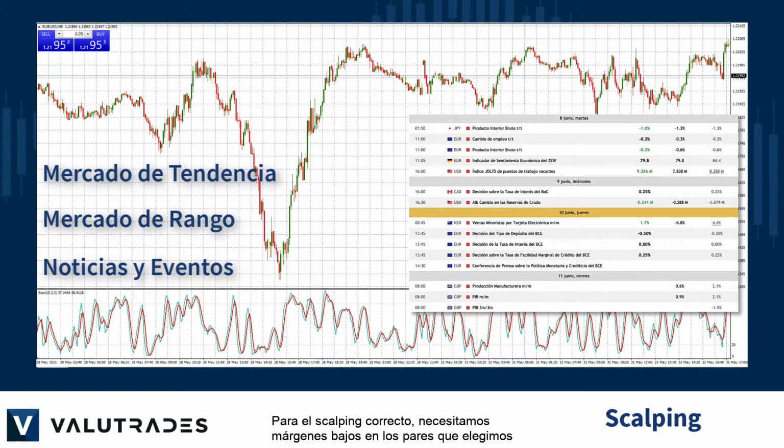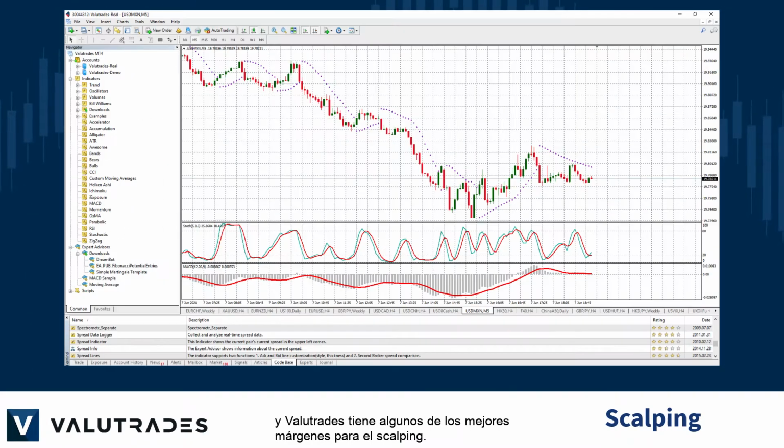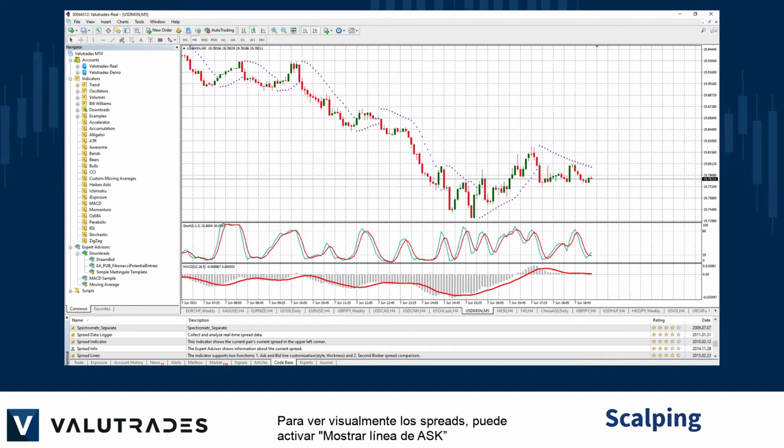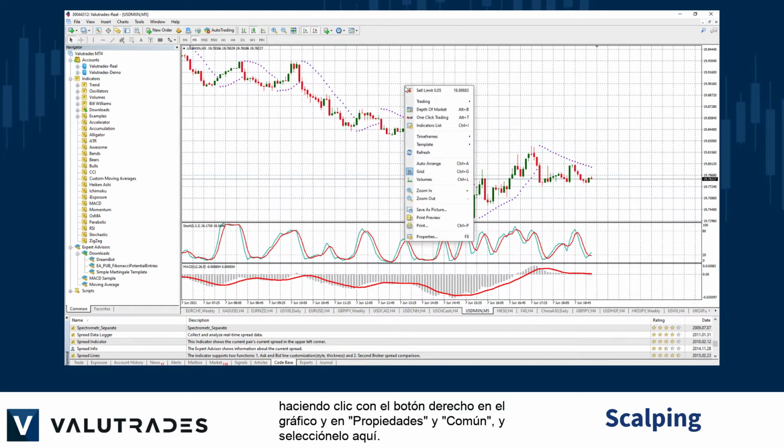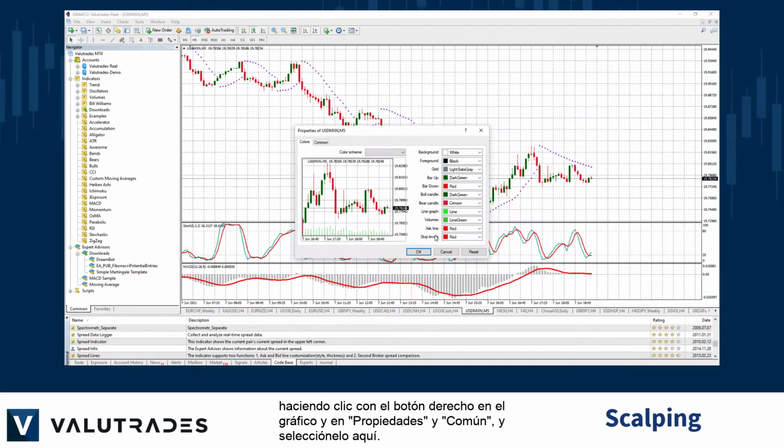To scalp properly, we need low spreads on the pairs that we choose, and Value Trades has some of the best spreads around for scalping. To visually view the spreads, you can turn on the Show Ask line by right-clicking on the chart and under Properties and Common, select it here.